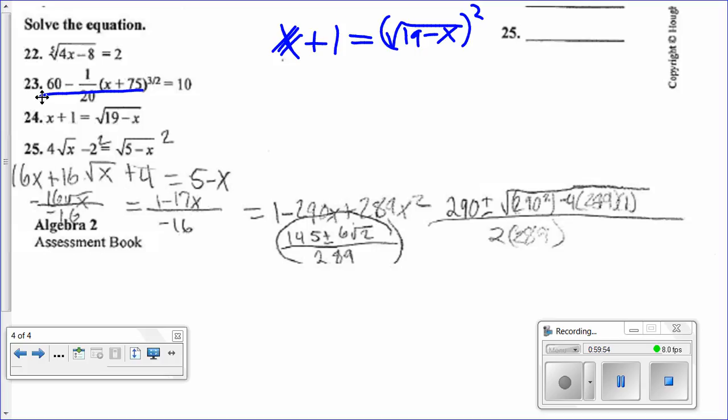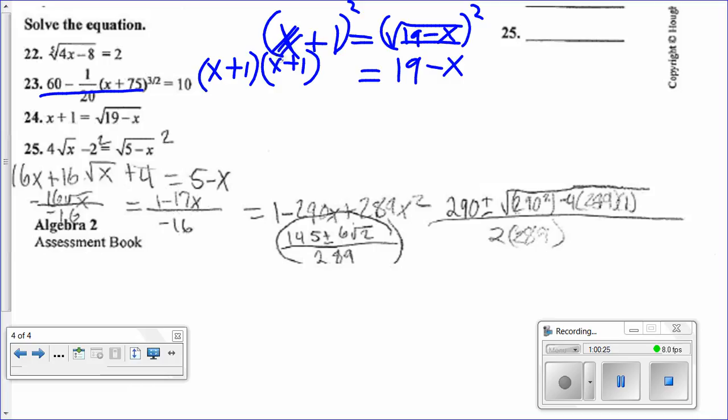So I'm going to square this. I'm going to square this. Squaring this simply gets rid of the radical, so we've got 19 minus x, right? The square root of something when you square it is just that something. Now, squaring this, I'm going to write it where I can actually multiply it out so we can combine like terms. So we're going to do first, outside, inside, last, equals 19 minus x.